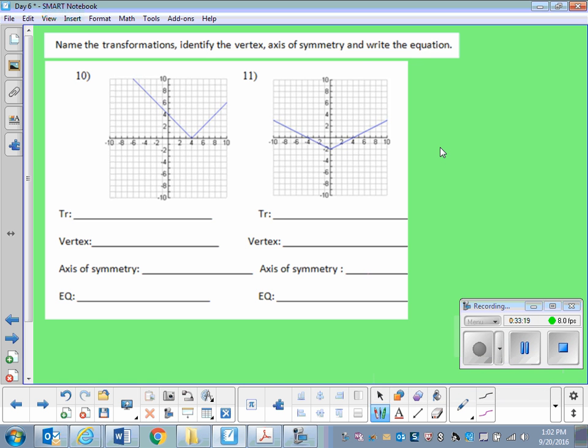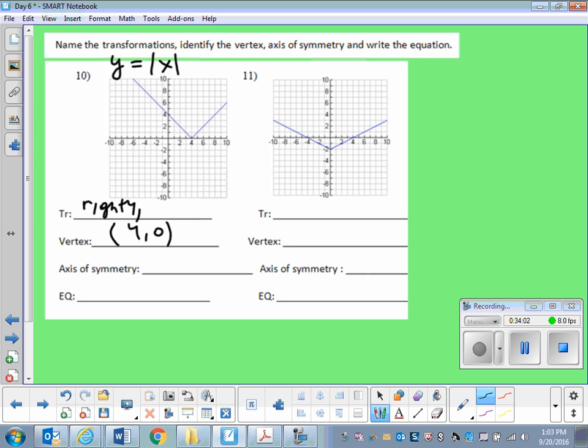Number 10. Okay, who didn't speak? Jose. You're Jose, right? What are the transformations? The parent function is still our favorite, y equals absolute value of x. That's my parent. What happened over here? Number 10. What are the transformations? Right 4. What else? Anything else? No. Nothing. Good. So what is my new vertex? 4, 0. Very good.